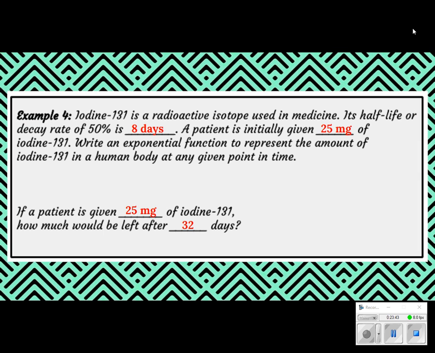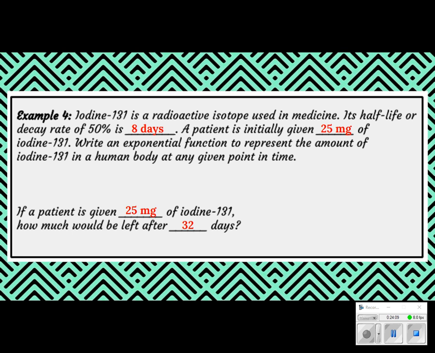All right, this one is a little bit different, so we're going to play around with it. We've got iodine-131, a radioactive isotope used in medicine. Its half-life, or decay rate of 50%, is 8 days. So that means every 8 days that you have this in your body, in the medicine that you've taken, there's half of it left. And another 8 days there's half of that left. And another 8 days there's half of that left.